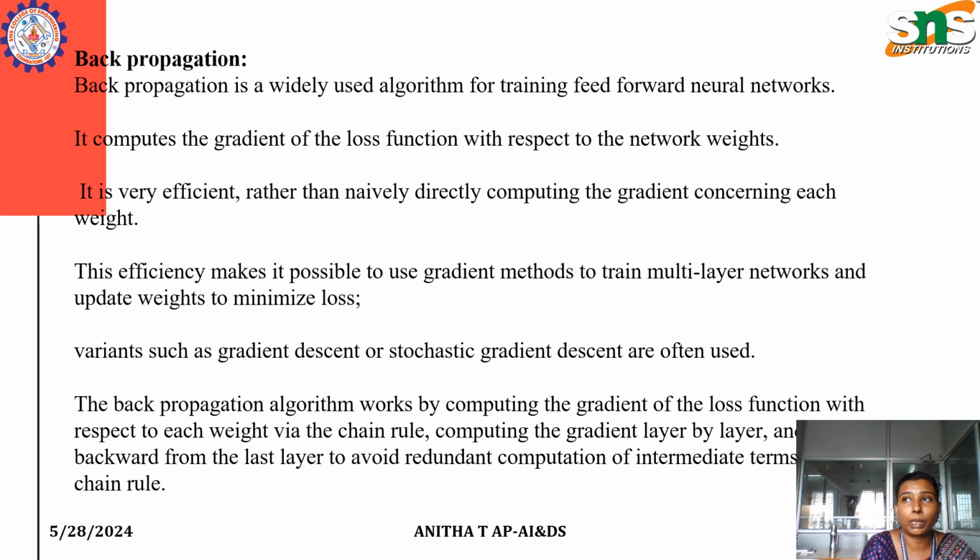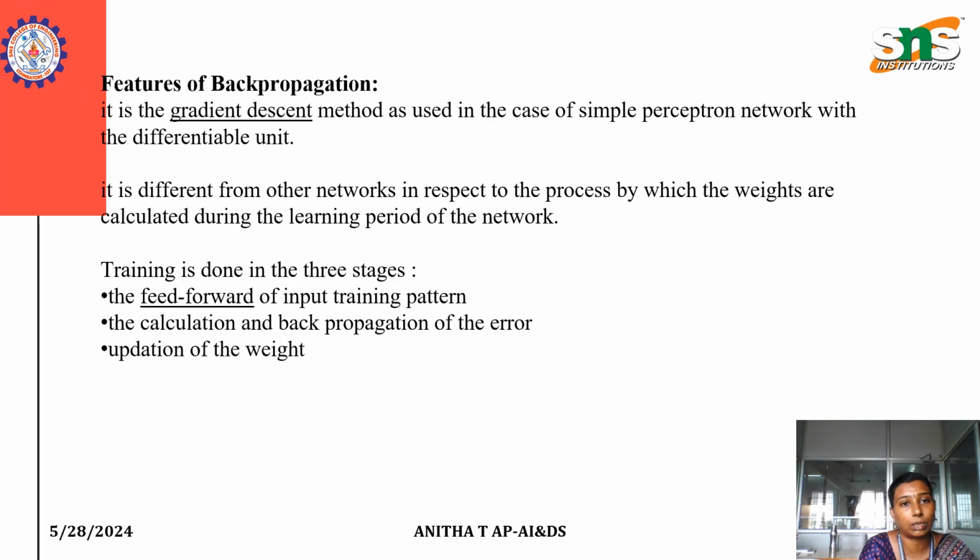The back propagation algorithm works by computing the gradient of the loss function with respect to each weight via the chain rule. It computes the gradient layer by layer, moving backward from the last layer to avoid redundant computations of intermediate terms of the chain rule. Then, a feature of back propagation is that it is a gradient descent method, as used in the case of simple perceptron networks with a differentiable unit.